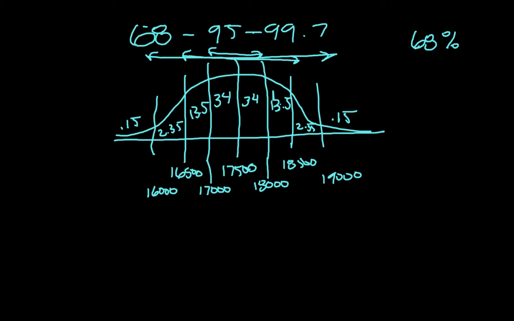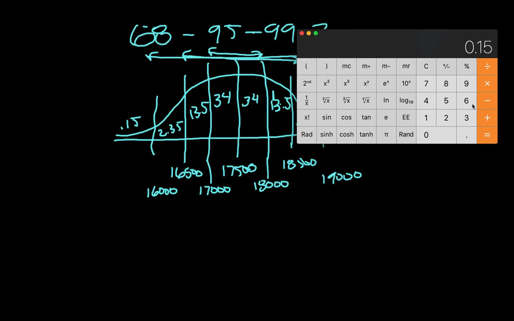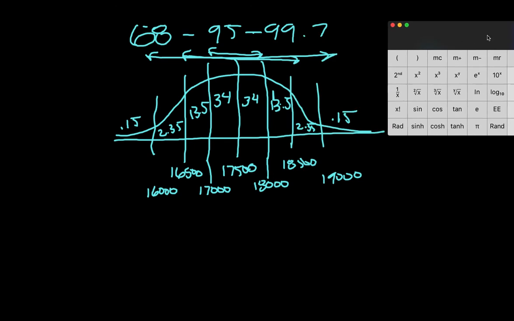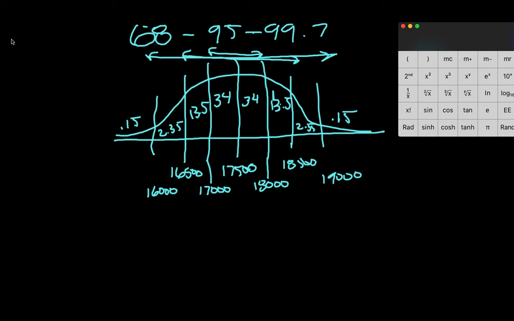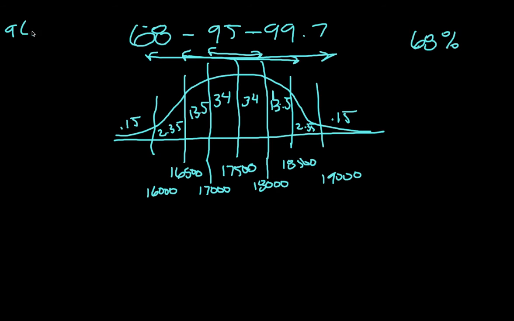So I can just use my calculator and go 0.68 times 10,000, 68% of 10,000. And that is 6,800. So my first answer, part A, is 6,800, because it was 68%.